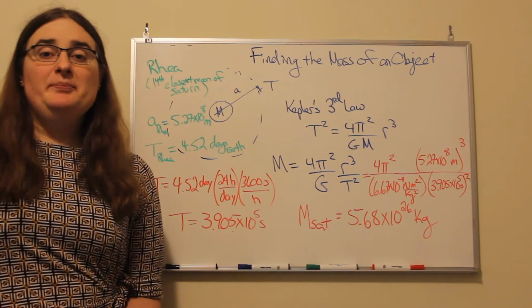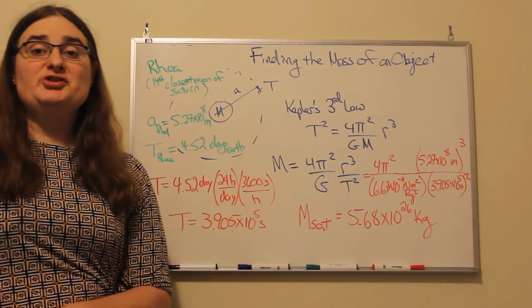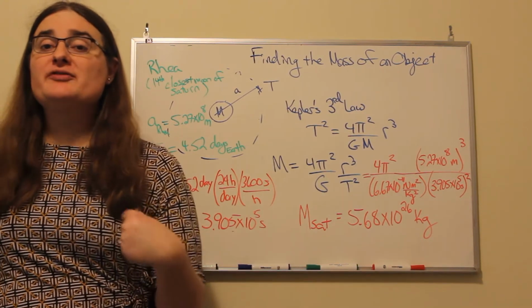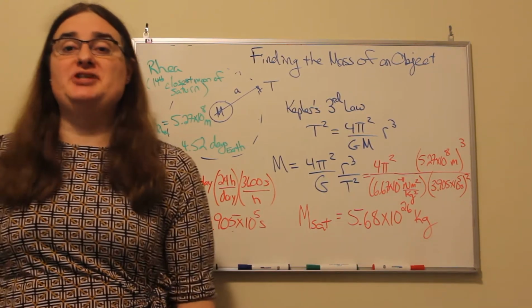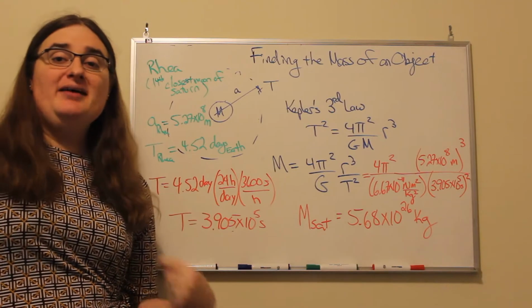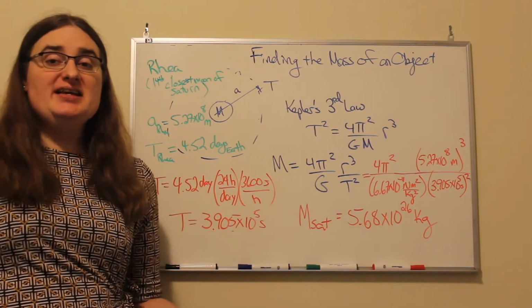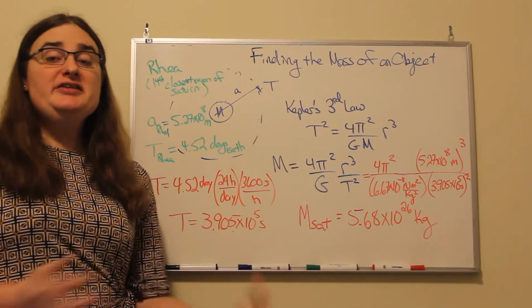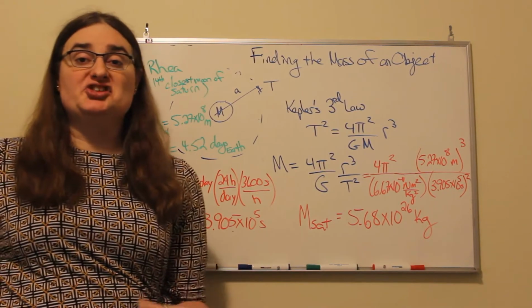Hi, in this example, I want to talk about how you can use Kepler's third law as a way of figuring out the mass of an object. And it seems weird because in lab, the way we find mass is by taking an object and putting it on a balance. You can't use the balance for objects in space.